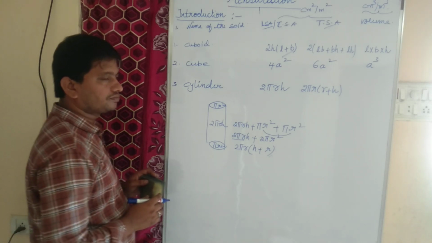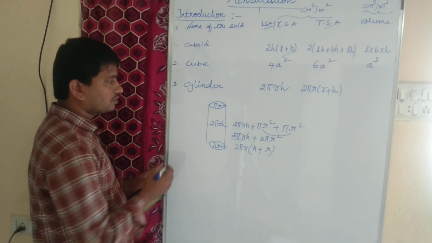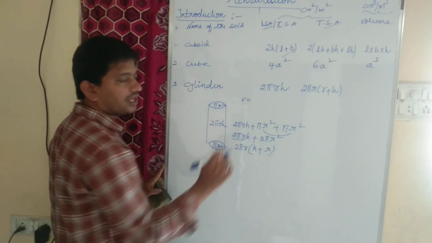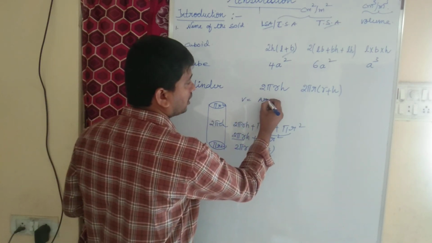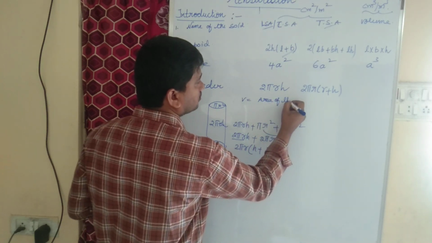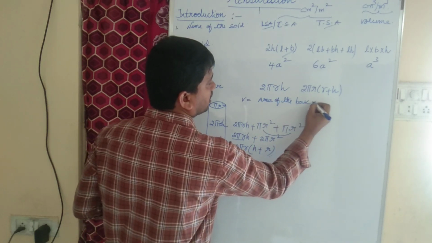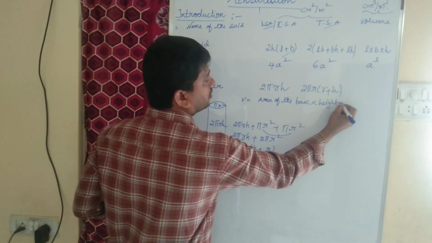Now coming to volume. What is the volume? To find the volume of any solid, we have the formula: area of the base into height.